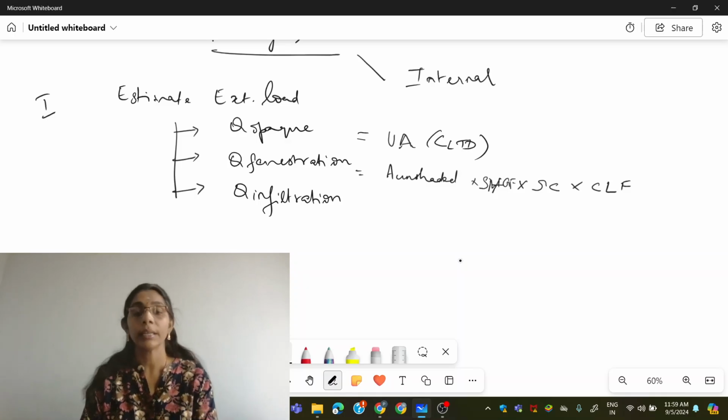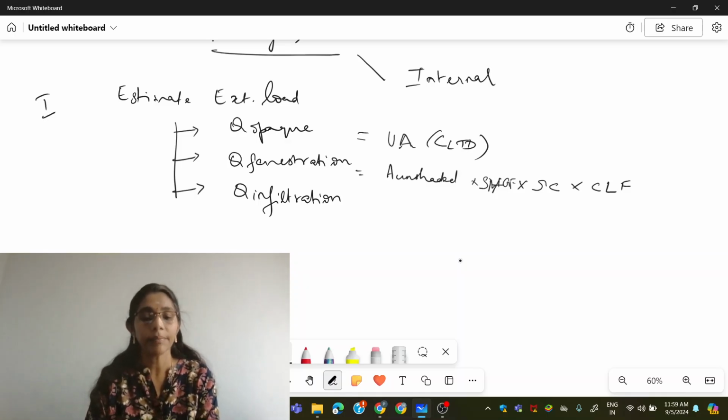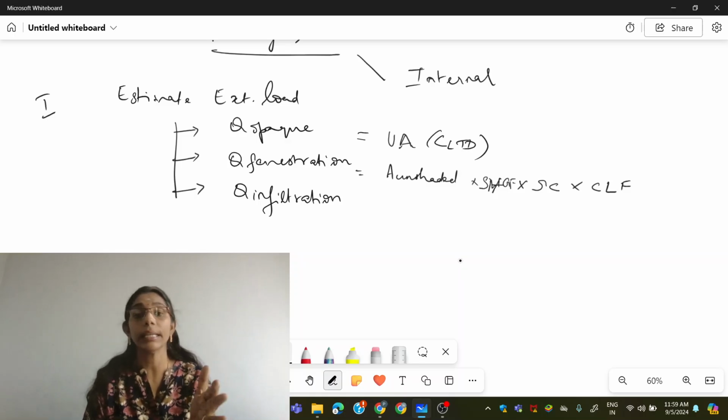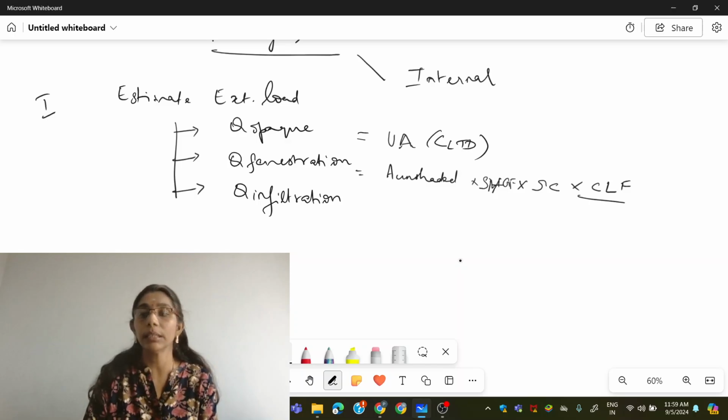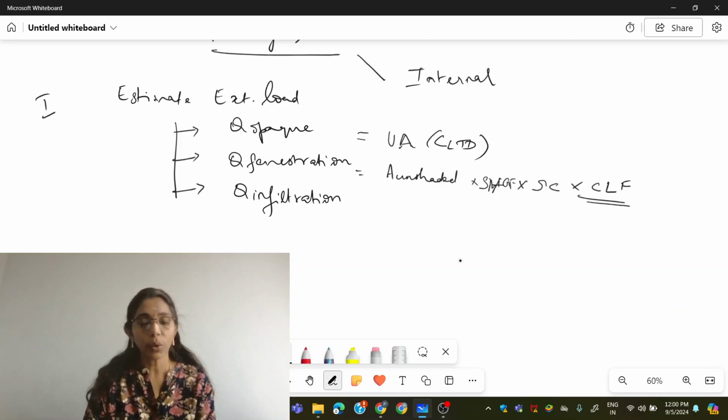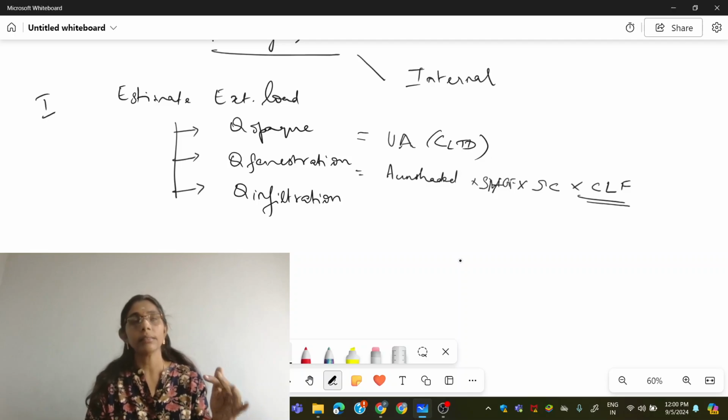Unshaded area refers to the area that is exposed to solar radiation, and SHGF is the solar heat gain factor, which I told you. The shading coefficient is actually a constant that will be given to you in the question, or you can take it from some standard tables. Now, there is one important keyword called the CLF, the cooling load factor.